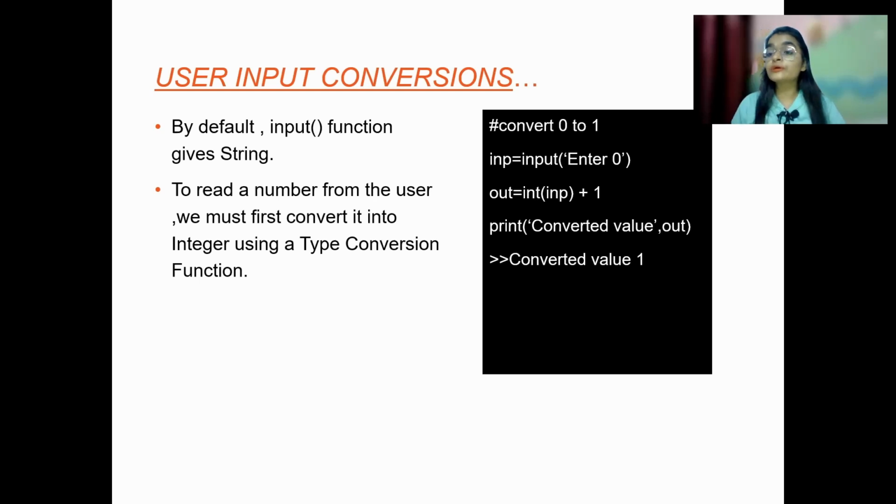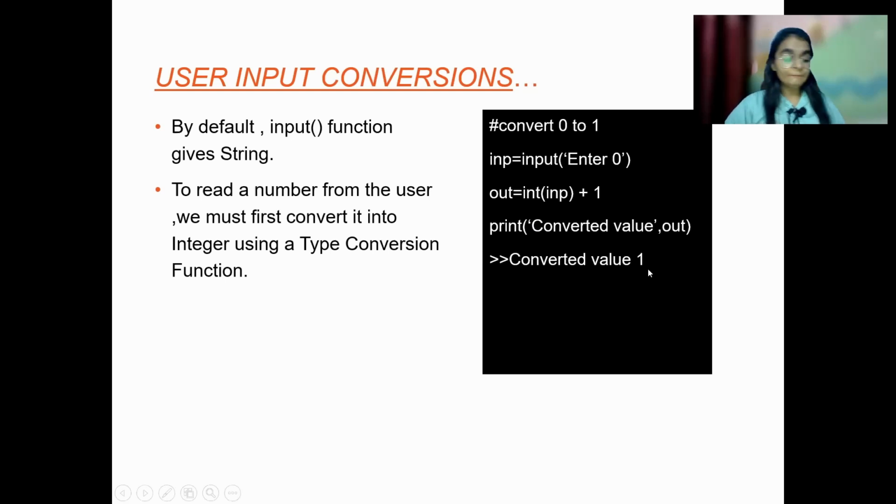So when it converts it into integer type, int input, that will give us an integer type of 0. And now plus 1, when we add plus 1 to it, it will give us 0 plus 1, that is equal to 1. So in the next line I am printing the converted value comma out, that is equal to converted value, that is 1, because out is a variable which is storing the value 1. So converted value 1, that would be the answer.